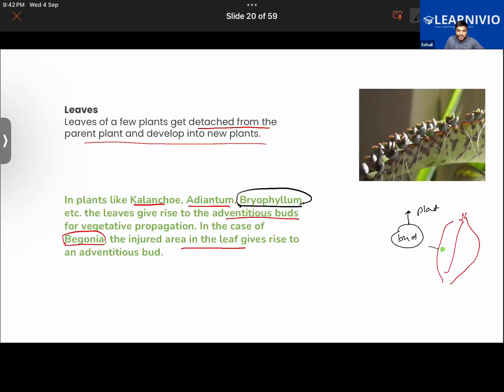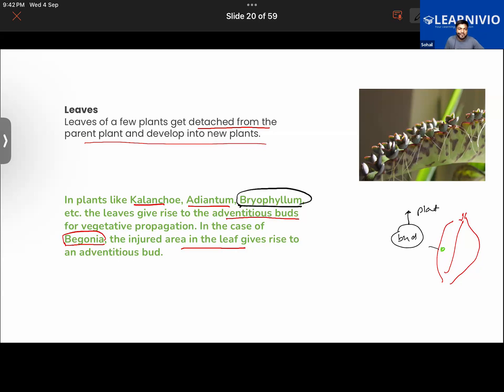Okay, what is this leaf called? Abu Bakr, what is this? What is this leaf here? Those are buds on the leaf. These buds are present on the leaf. What is the name of this leaf here? That is bryophyllum leaf.